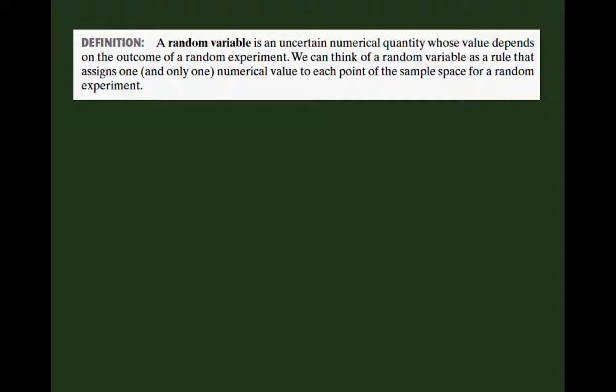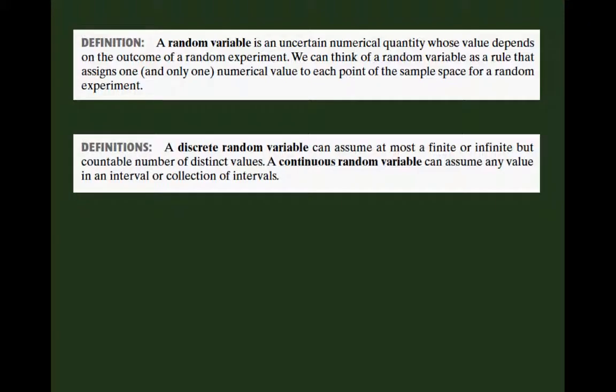A random variable is an uncertain numerical quantity whose value depends on the outcome of a random experiment. We can think of a random variable as a rule that assigns one, and only one, numerical value to each point of the sample space for a random experiment.